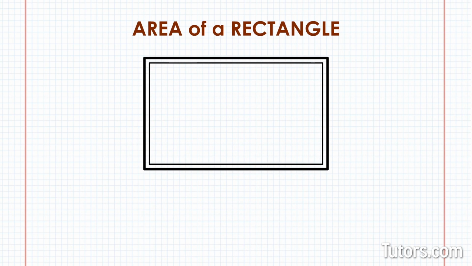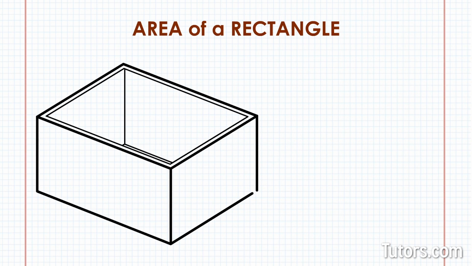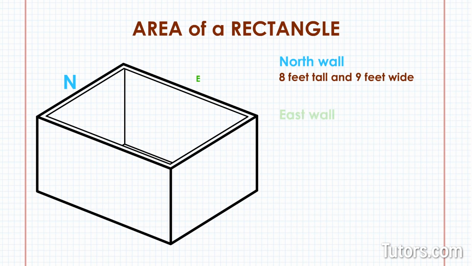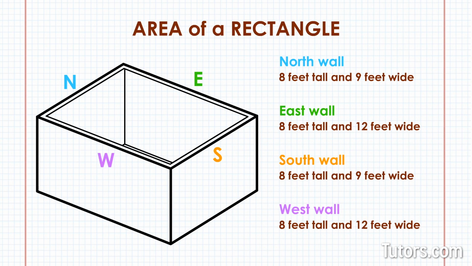The next example is an extremely common, practical use for finding area of rectangles. Suppose you are repainting the walls of your bedroom. Ignoring spaces for windows, closet doors, and the bedroom door, you always buy a bit more paint than what you will need anyway. Here are the wall dimensions. The north wall is 8 feet tall and 9 feet wide. The east wall is 8 feet tall and 12 feet wide. The south wall is 8 feet tall and 9 feet wide. The west wall is 8 feet tall and 12 feet wide.